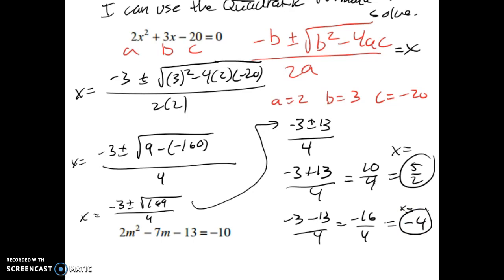That's what we found. So this is very similar to what we've been doing the whole time, where we factor, separate, and solve, or we complete the square. It's just another way of doing it that guarantees success.